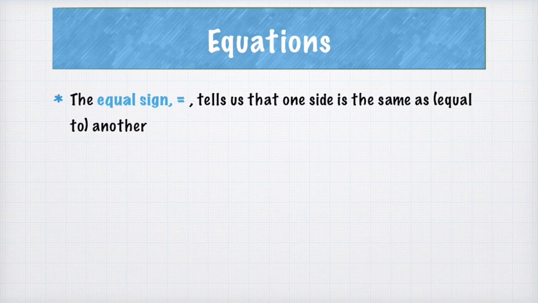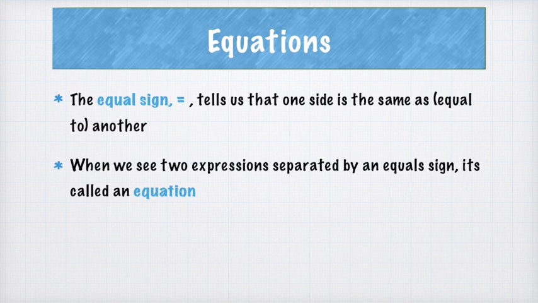An equation, as we should all be at least somewhat familiar with, has the equal sign, which tells us that one side of our statement is equal to the other one. It doesn't matter what's on either of those sides, as long as we have an equal sign, then that's telling us that whatever is on the left has to have the same value as whatever is on the right.